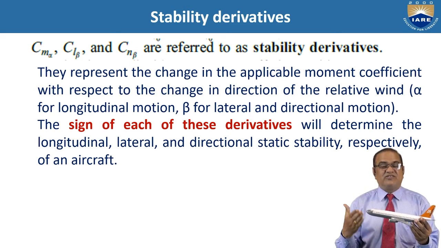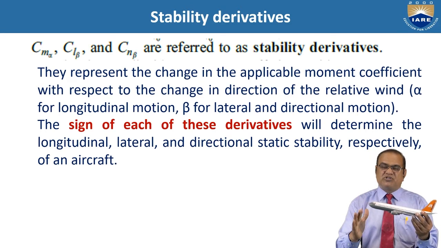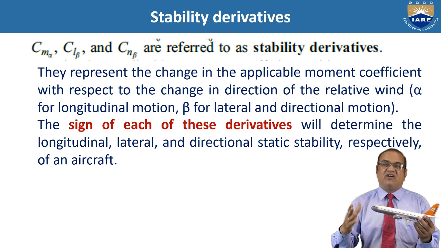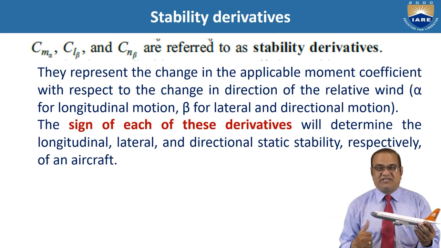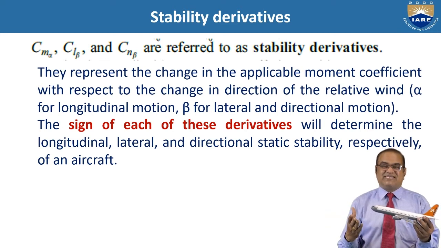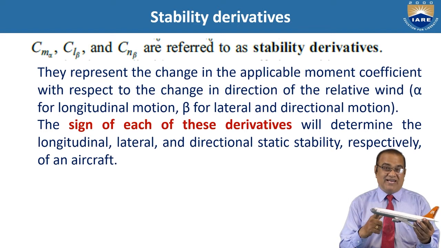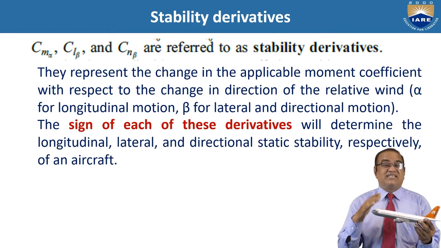dCm by d alpha is equal to 0 means it is a constant. If it is a constant, the same position aircraft will maintain for further time period. Next case is when dCm by d alpha is negative. Negative means it is stable.